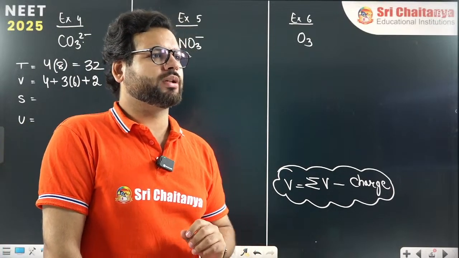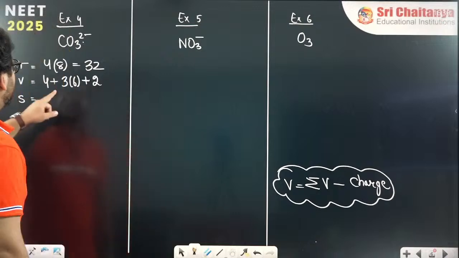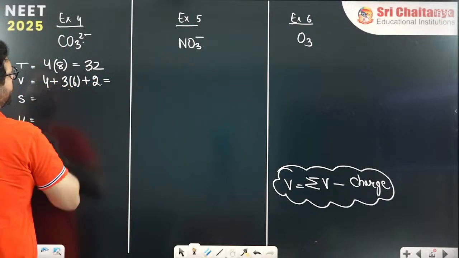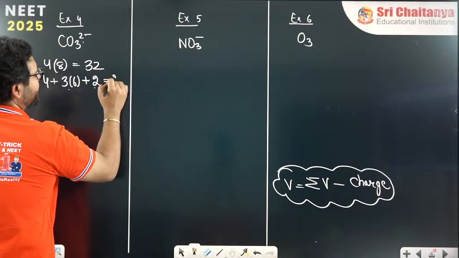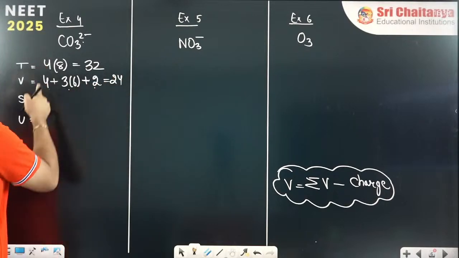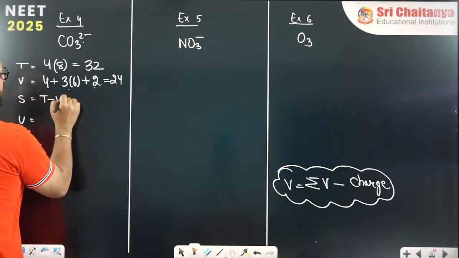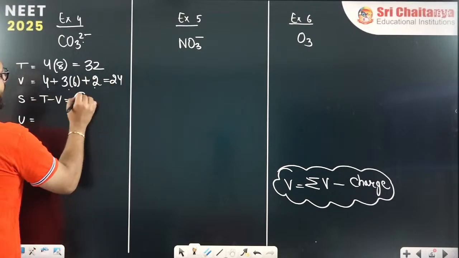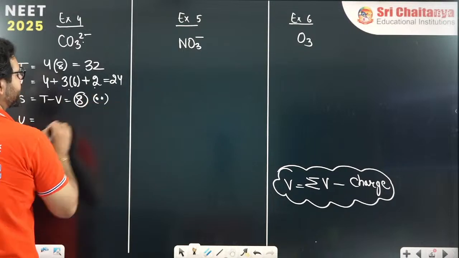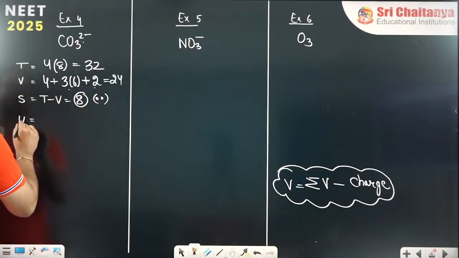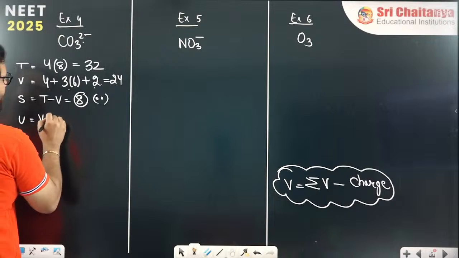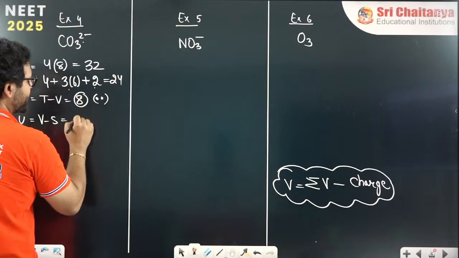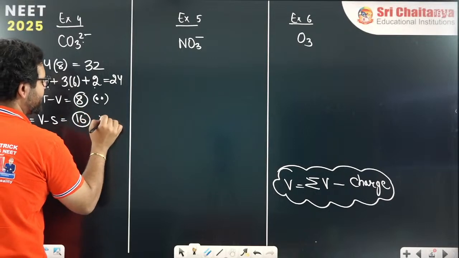Okay, so this was the one. V comes out to be 18 plus 4, 22, plus 2, 24. S was T minus V, which is 32 minus 24, 8. So 8 dots will come, and unshared electrons are V minus S, valence 24 and sharing 8, 24 minus 8, 16. 16 X's will come.